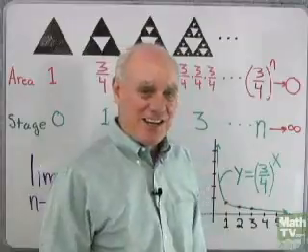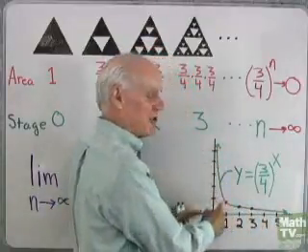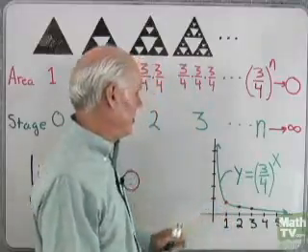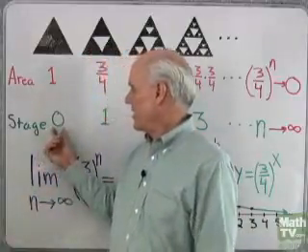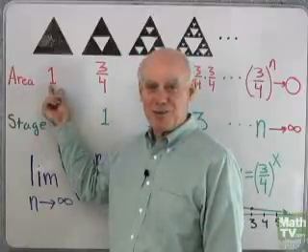Okay, do you see the mistake? It's not here in the part of the graph that we're working with. It's over here. The graph doesn't look like that on this side of the number 1. And you can see it when you look over here at stage 0, at x equals 0, the graph crosses the y-axis at y equal 1.